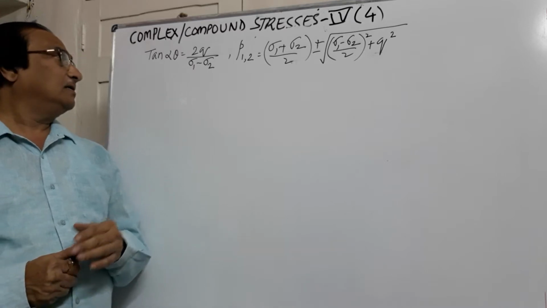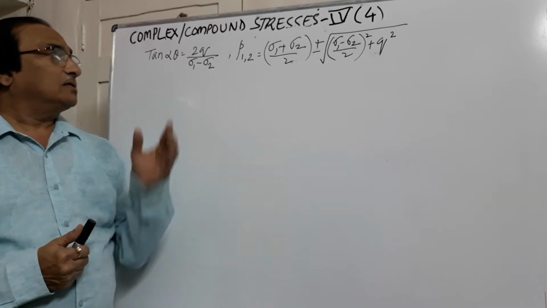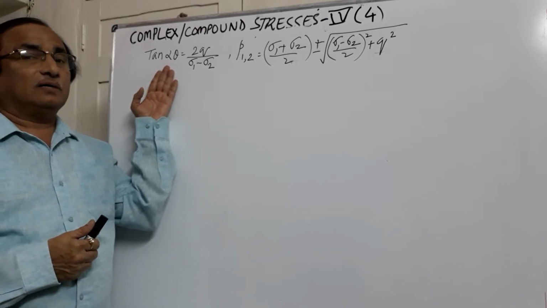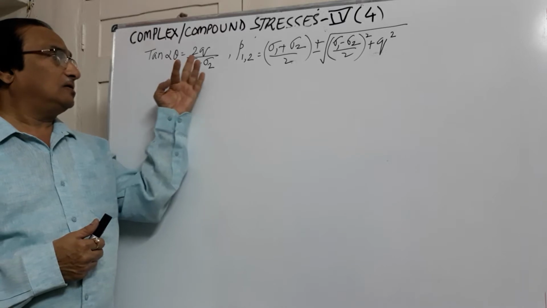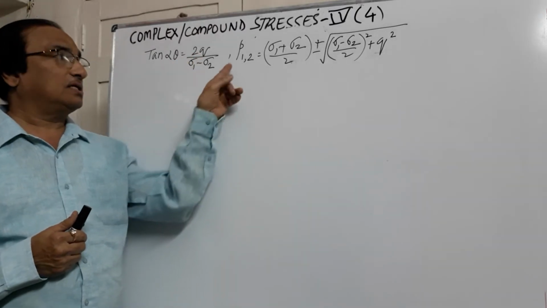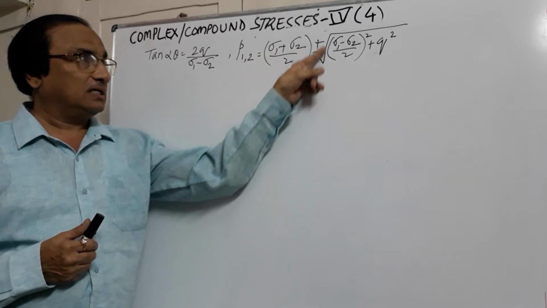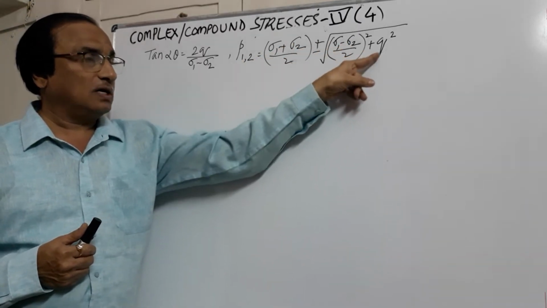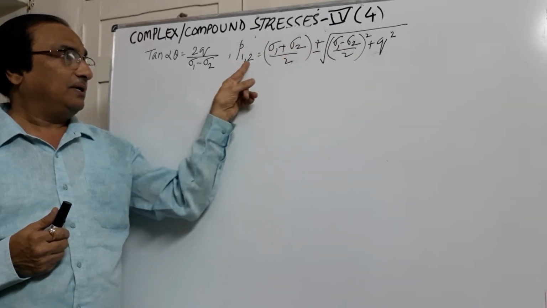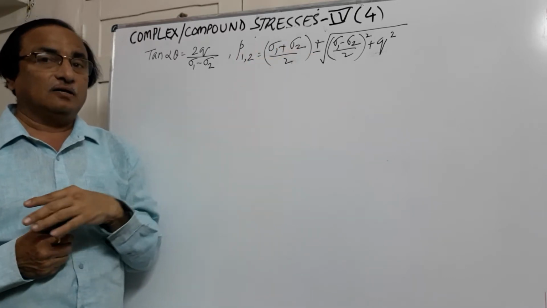We have seen principal stresses and principal planes. So here this is the formula to find out the angle made by the principal plane: tan 2 theta is equal to 2q by sigma 1 minus sigma 2, and the value of the principal stresses is given by sigma 1 plus sigma 2 by 2 plus or minus square root of (sigma 1 minus sigma 2 by 2) whole square plus q square. Now P1 is with the plus sign and P2 is with the minus sign: major principal stress and minor principal stress.